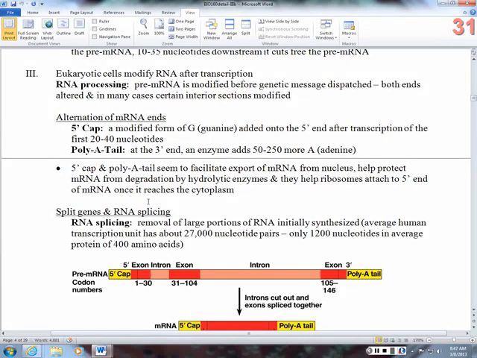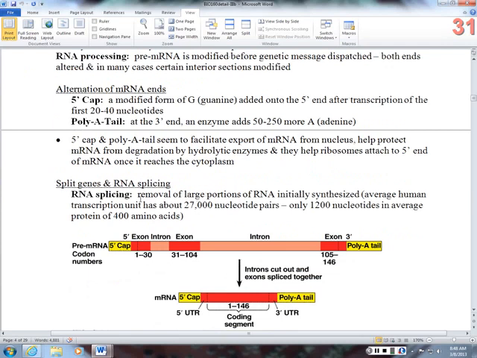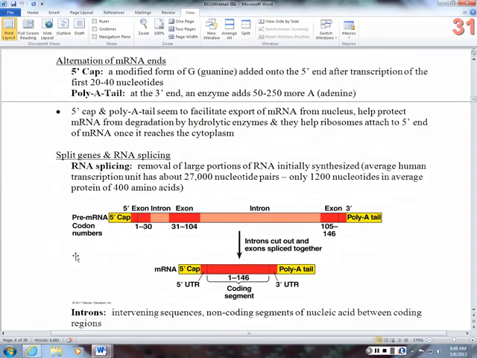So you're going to basically make this long tail that's going to help it decide where it goes. So they're both going to help facilitate the export of the mRNA from the nucleus. It helps to protect it from being degraded by hydrolytic enzymes, and it's going to help them attach to the ribosomes at the 5' end. So you can kind of think of it being like a lizard's tail, that it can get caught and it can get chopped off, and it allows the rest of it to go on without it. That's kind of what the poly A tail is like on there.